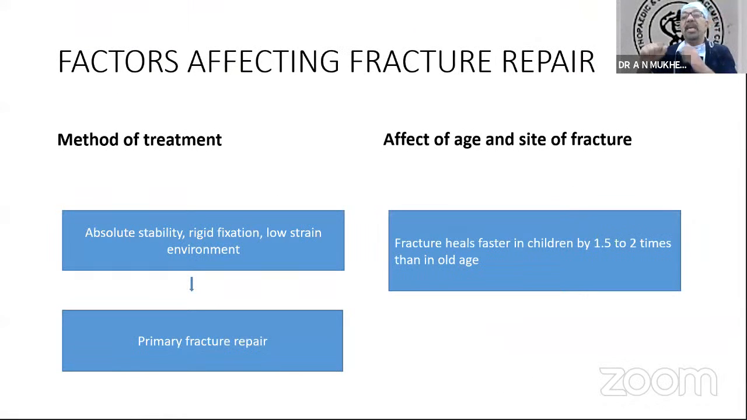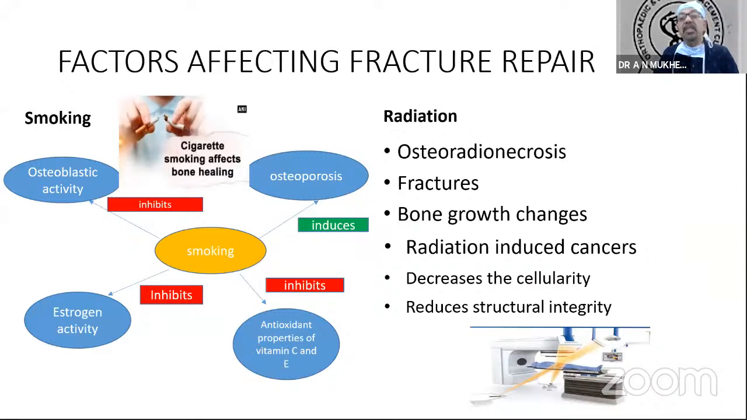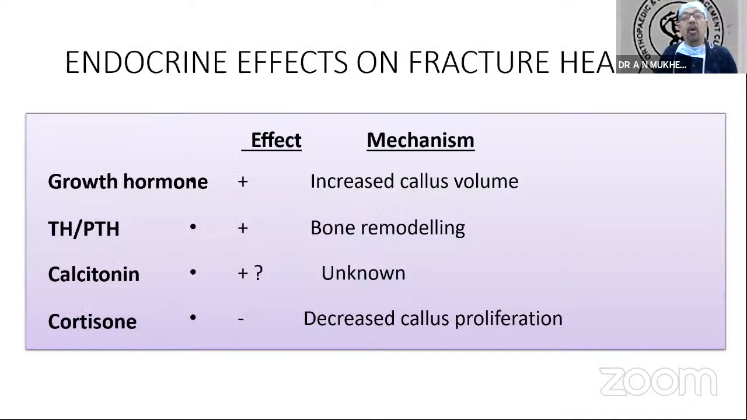Factors affecting fracture repair include the method of treatment, as we have discussed: absolute stability, rigid fixation, low strain environment, and primary repair. Fracture healing is faster in children than in old people, nearly twice the rate. Factors which inhibit healing are smoking, which inhibits different pathways, and radiation. And there are hormones which influence healing.